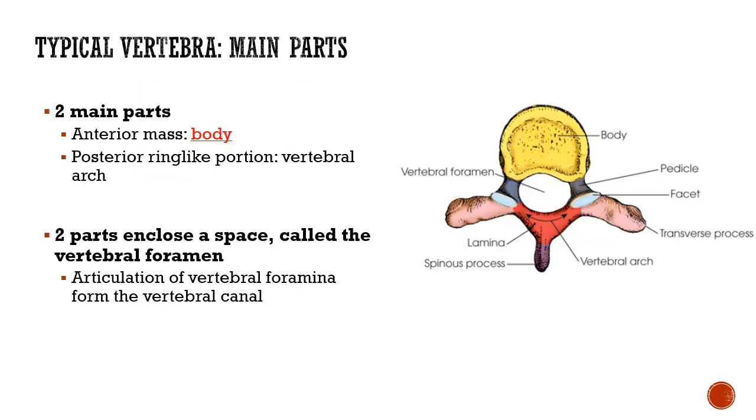The main parts of the typical vertebra are, first of all, the anterior mass called the body, which is shown in yellow, and then the posterior ring-like portion called the vertebral arch. That's this posterior portion that includes quite a few different parts. The 2 parts enclose a space called the vertebral foramen, and that's the part in the center that's going to be the location for the spinal cord. And it's the articulation of vertebral foramina that forms the vertebral canal.